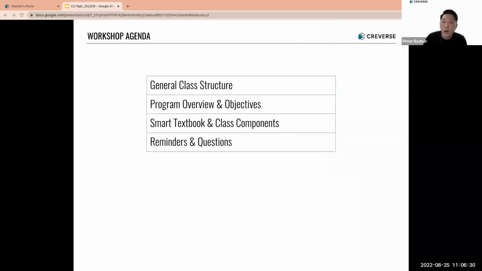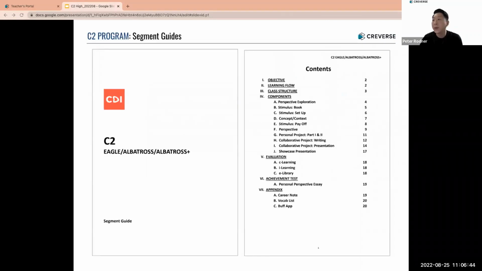Okay. So overall, this is the agenda for the workshop. I'll be doing a general class structure, program overview and objectives, smart textbooks, class components, and then some reminders and questions at the end. Okay. So keep in mind the segment guides are posted on the FTP. Either your BM or your FM or team leader should have provided that to you or will provide that to you soon. They're still updating some of the materials, so make sure you check that throughout the term.